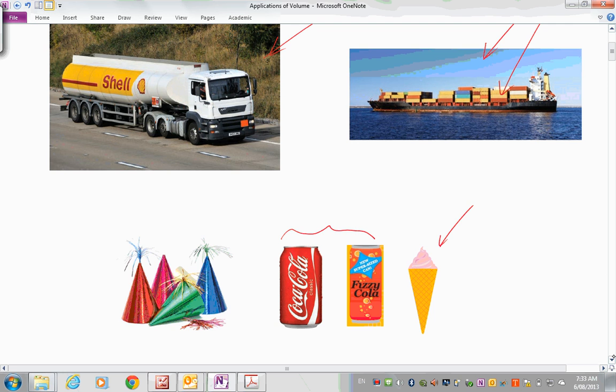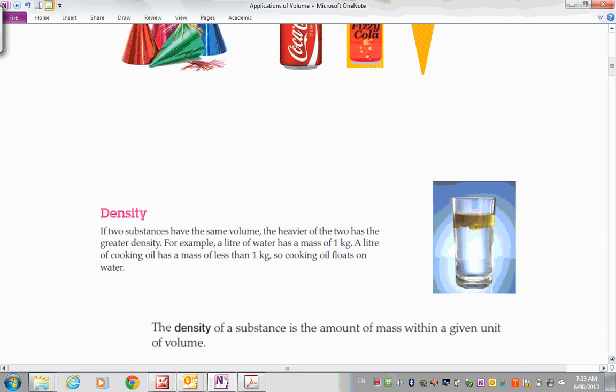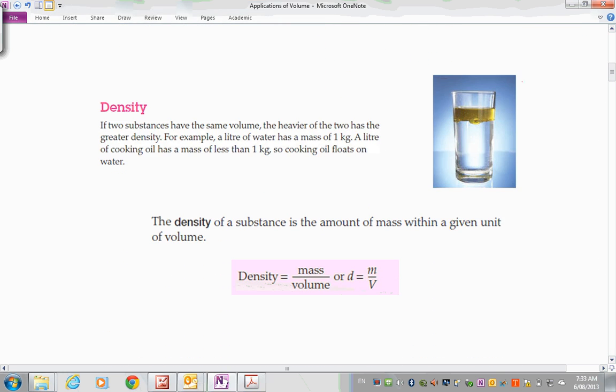We haven't earned the party yet, so come on down and let's have a look at this one here, the one that I don't think you want to drink. What's that on top? Well, here we are. These are screen clippings from Pearson's, and we're saying if two substances have the same volume, the heavier of the two has the greater density. Okay, so it's how heavy something is for the same volume. A litre of water has a mass of 1 kilogram. 1,000 millilitres weighs 1,000 grams, or 1 millilitre weighs 1 gram.